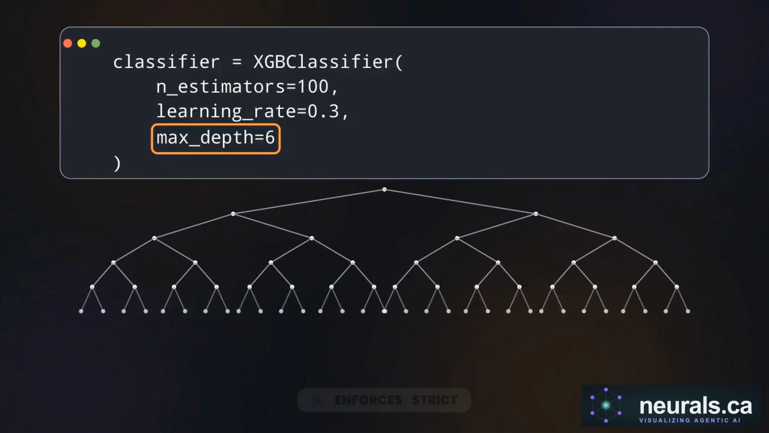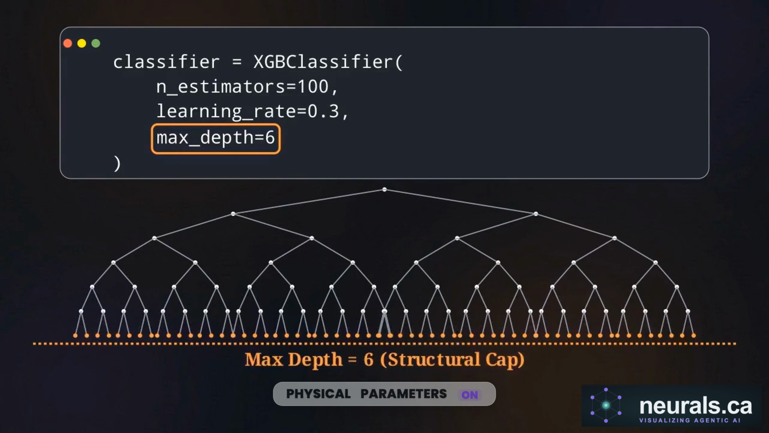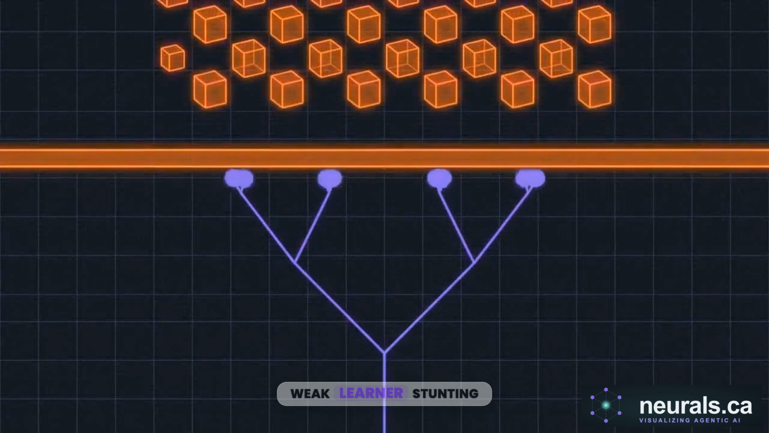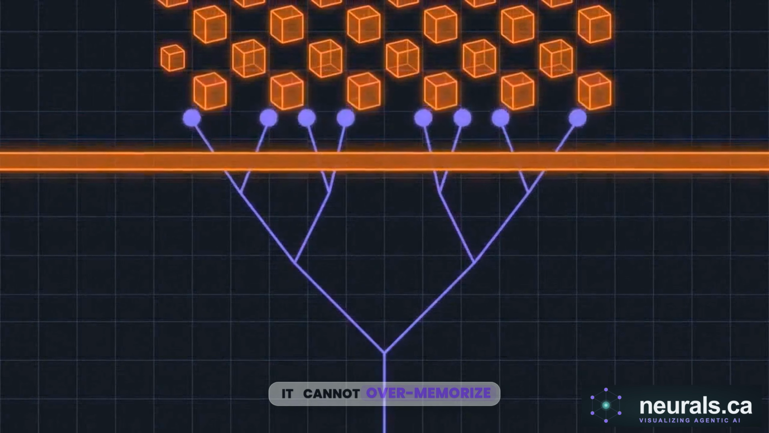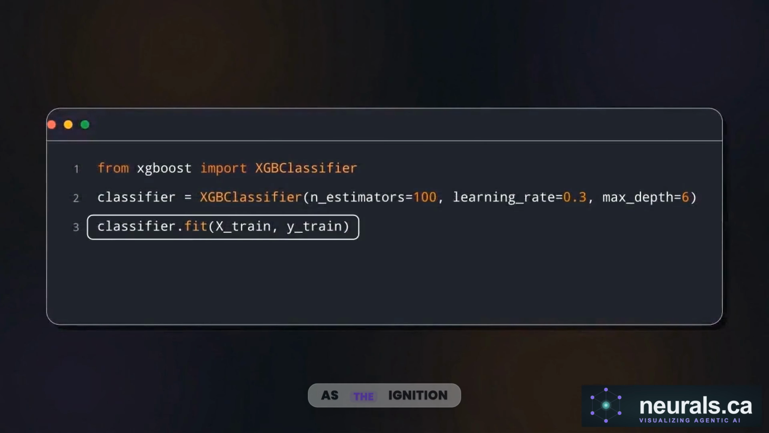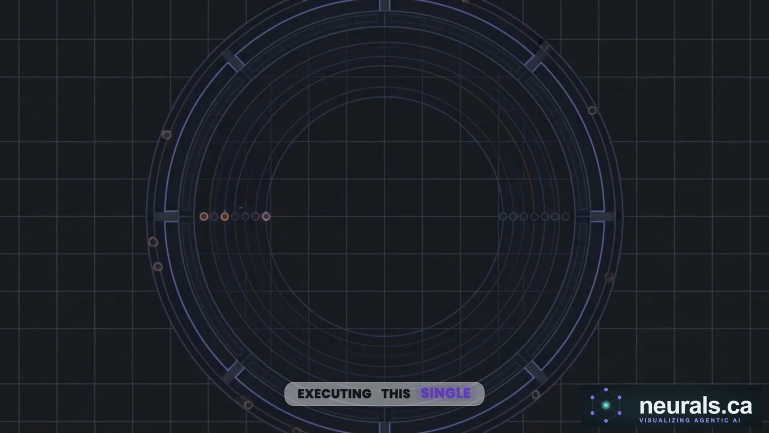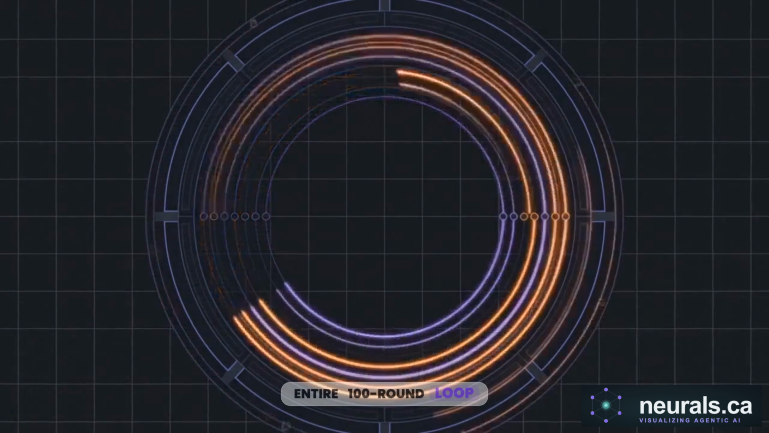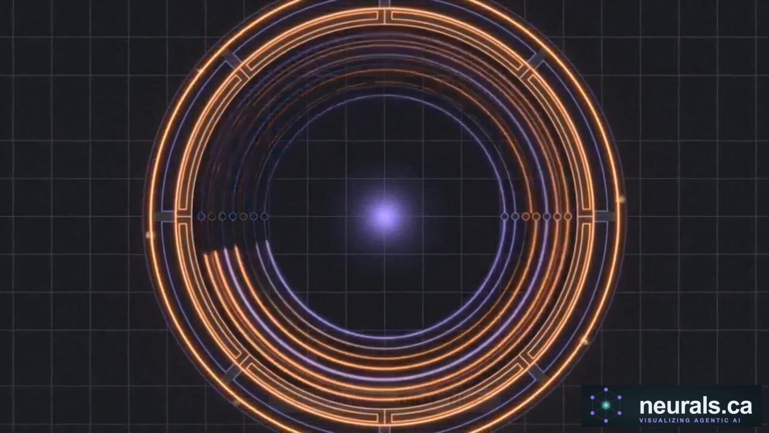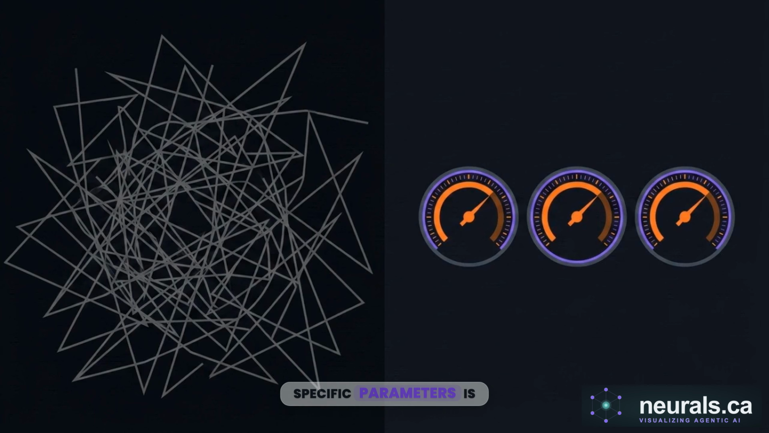Setting max_depth=6 enforces strict physical parameters on the algorithm. It guarantees every individual tree remains a weak learner, stunting its growth so it cannot over-memorize the training data. The .fit(X_train, y_train) command serves as the ignition. Executing this single line triggers the entire 100-round loop, calculating gradients and second-order Hessians for every tree in the sequence. Manipulating these three specific parameters is the difference between blindly executing a downloaded script and intentionally engineering a predictive engine.